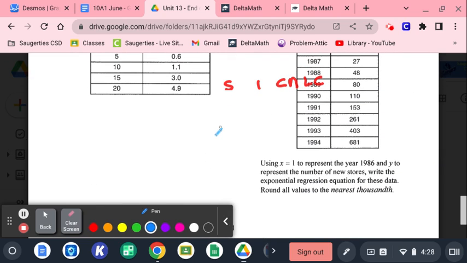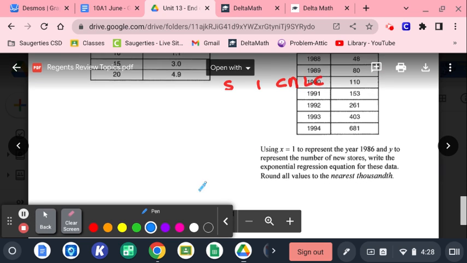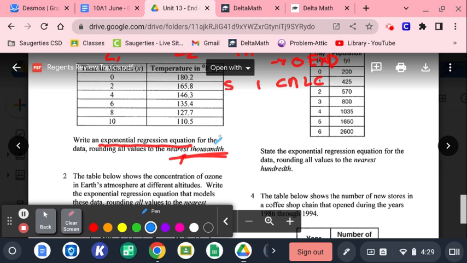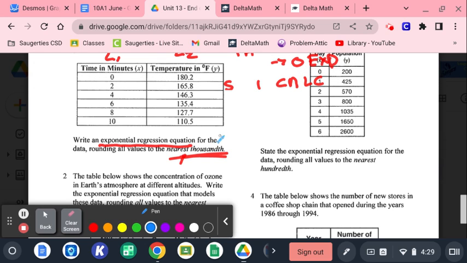The rest, try to do questions 2, 3, and 4, and then come back and check your work.